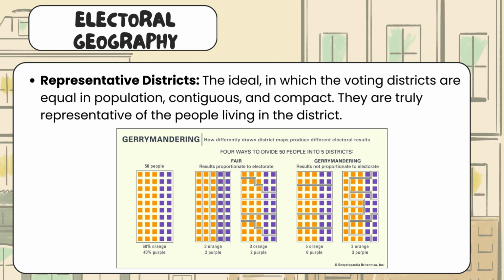Like I said, the ideal representative district would be when voting districts are equal in population, contiguous, and compact. They would be truly representative of the people living in that district.